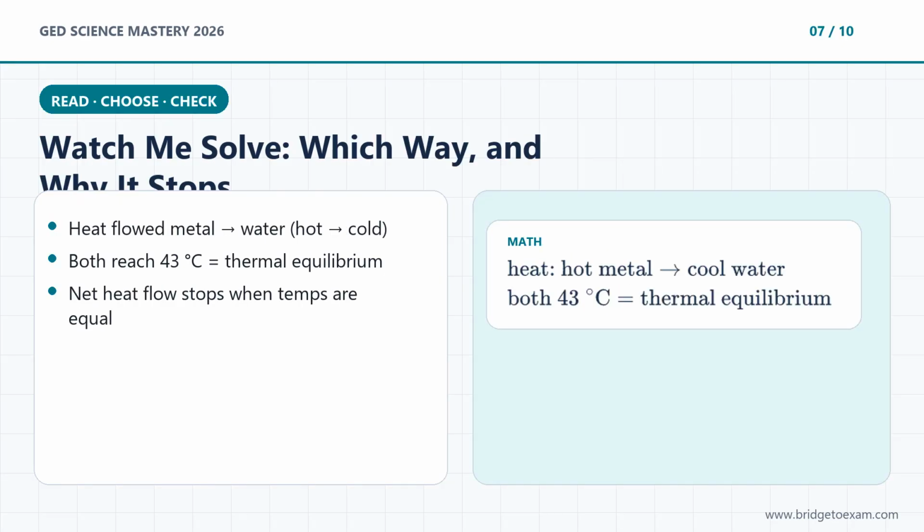Let's answer with our method. Which way did heat flow, and what does the final row show? Read. The metal cooled from 90 down to 43, and the water warmed from 20 up to 43. Choose. Since the metal lost heat and the water gained it, heat flowed from the hot metal to the cool water, hot to cold, exactly as expected. And by 6 minutes, both are at 43 degrees, so they reached thermal equilibrium, the same temperature, with the net flow of heat stopping. Check. Heat never flowed from cold to hot. The two simply met in the middle and stayed there.